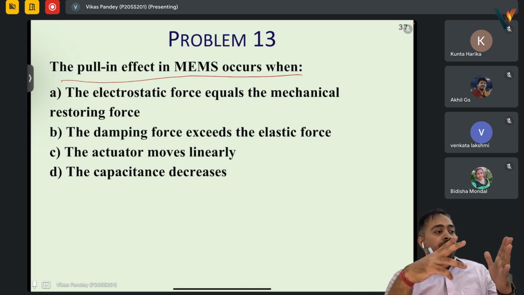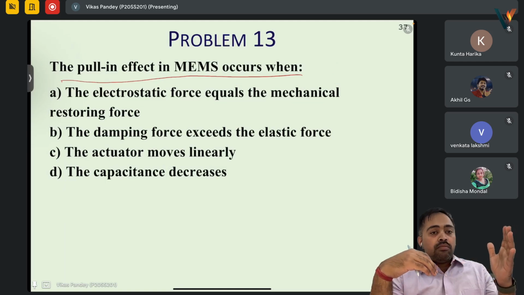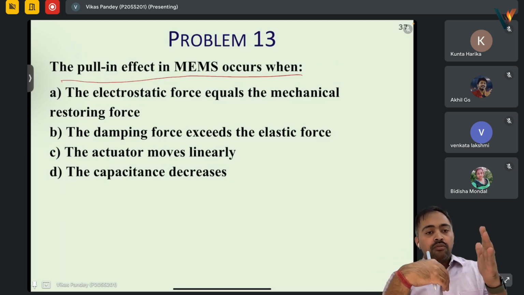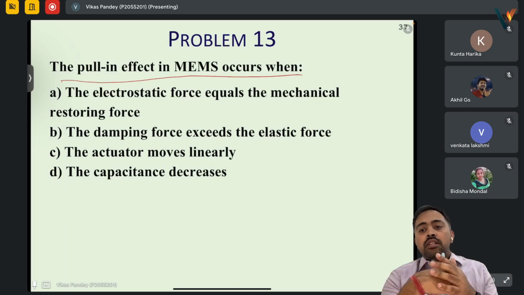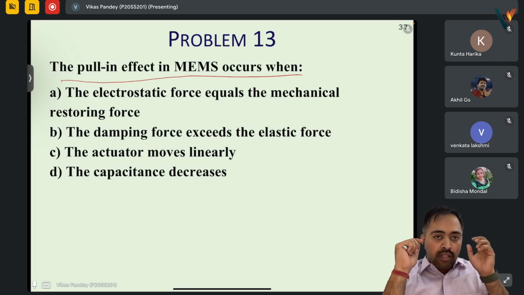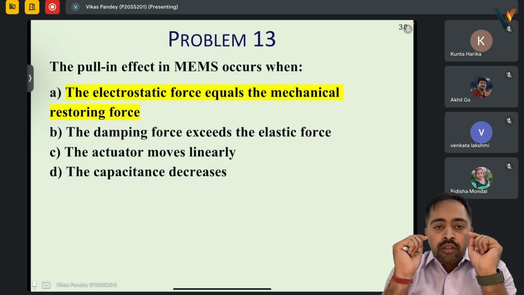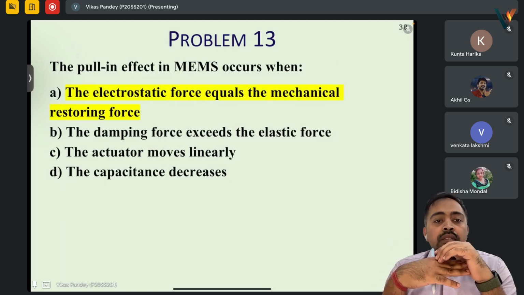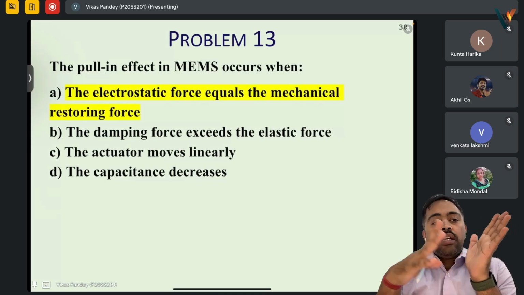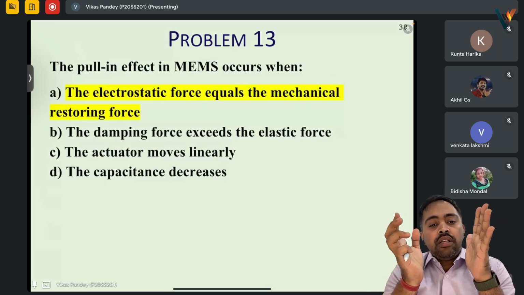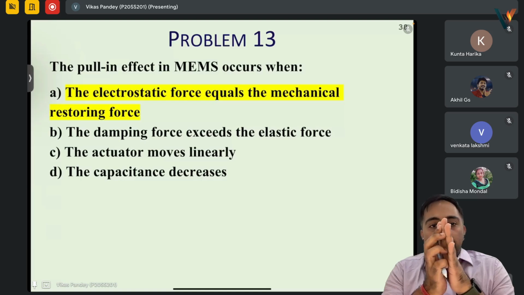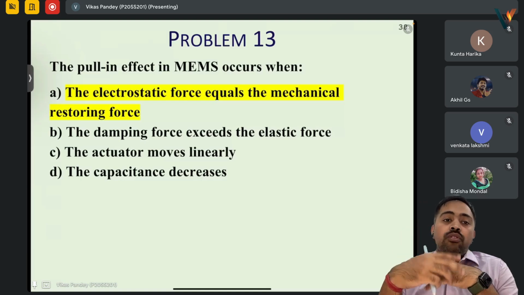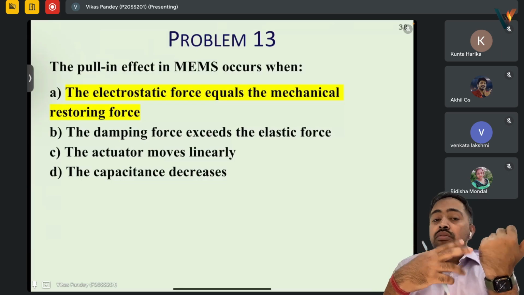That means the moving plate will try to move towards the fixed plate and fully touch it. That is when the pull-in effect occurs. It will try to touch the plate, overcoming the mechanical restoring force.